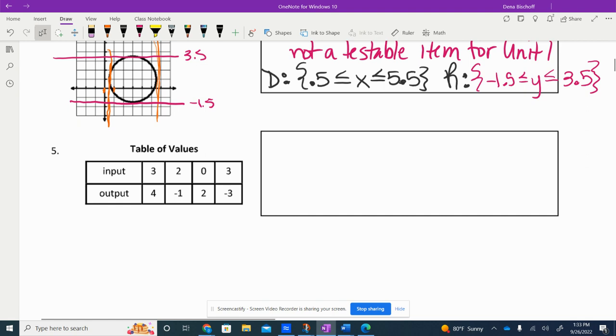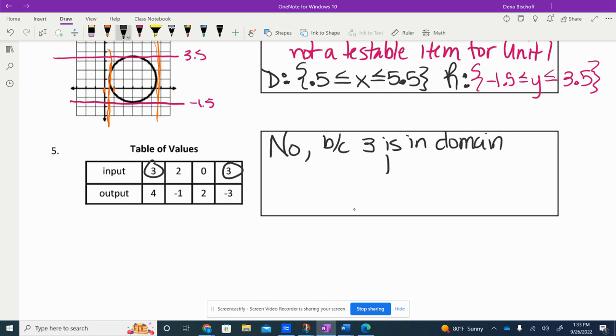Number 5 is not a function. Why do you say that? Yeah, because 3 is in the domain twice. Whoa. That's my hand working faster than my brain.